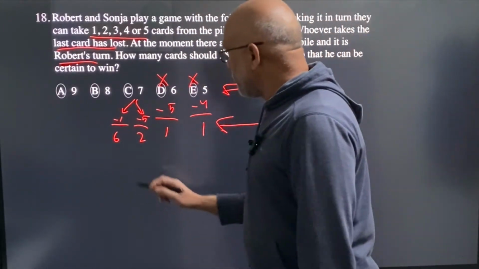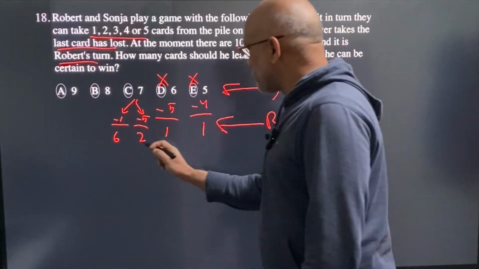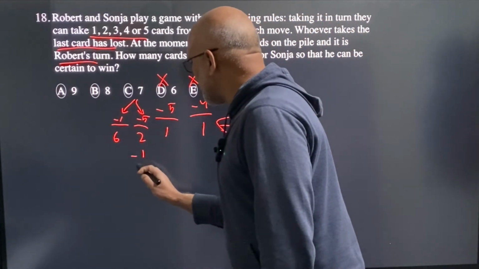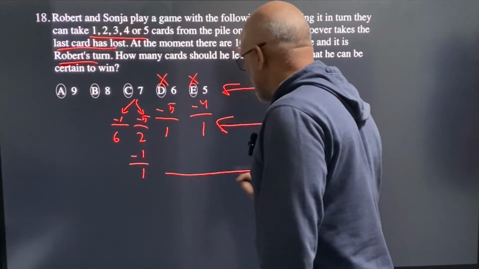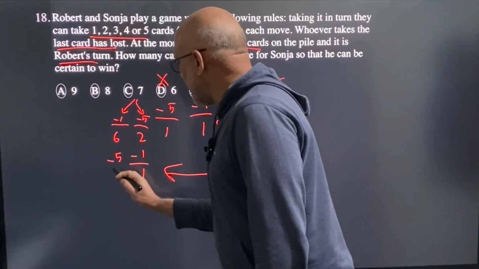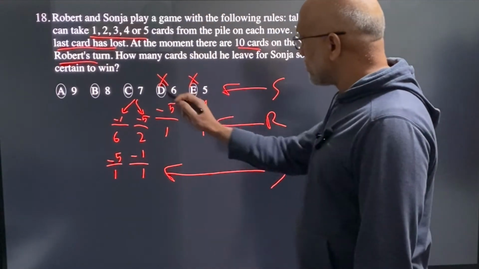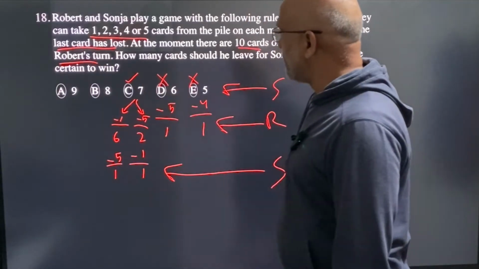Now what robot can do is, again, the goal is to leave the final card for your opponent, right? So in this case, robot can take 1 card, leaving 1 for Sonja, right? Or in this case, robot can take 5, leaving the final one for Sonja, forcing her to lose. So this is the number of cards we want to leave for Sonja.